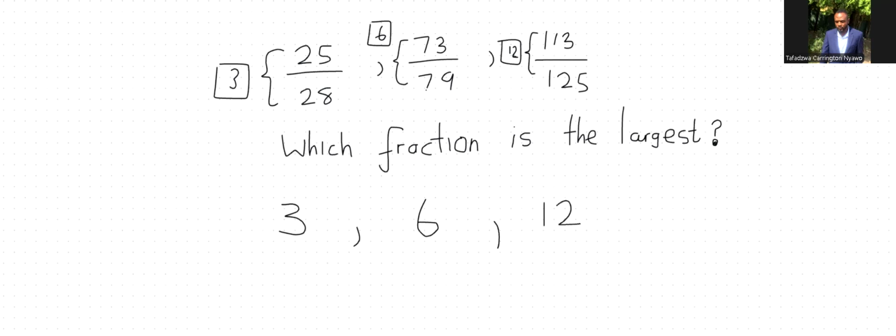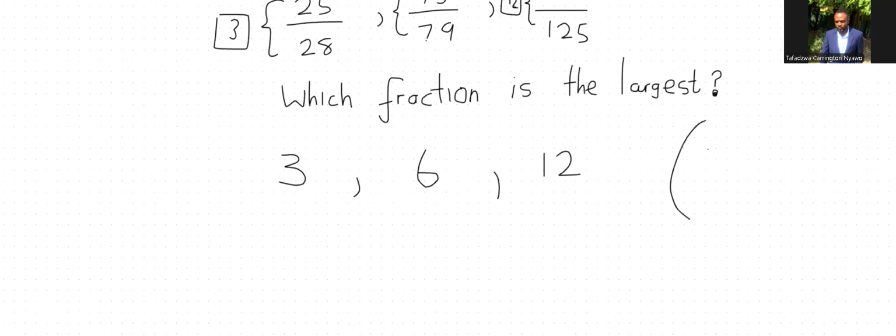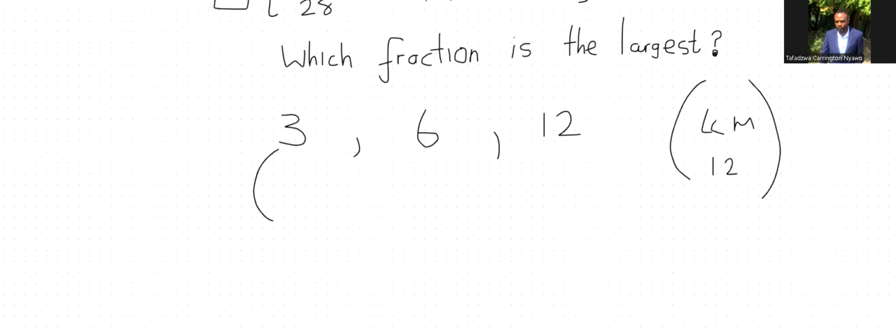So after doing this, what am I going to do? The next thing that I'm going to do is to find the LCM of 3, 6, and 12. You can see that the LCM happens to be 12 in this case. For me to get to 12 from 3, I multiply by 4, right? Perfect.